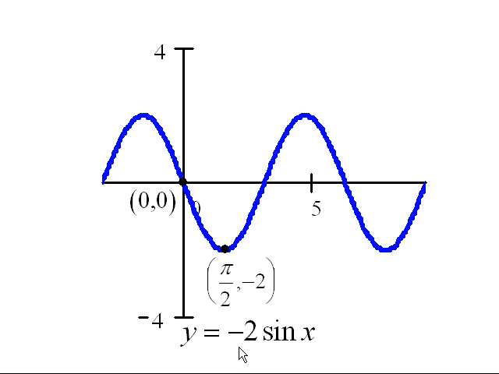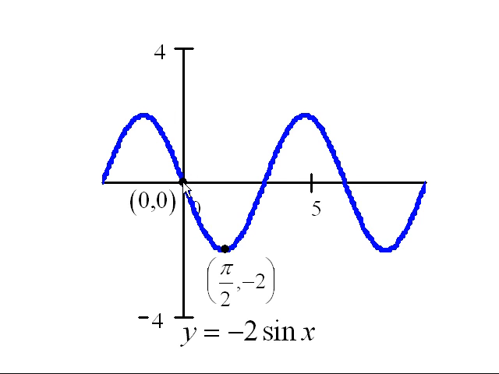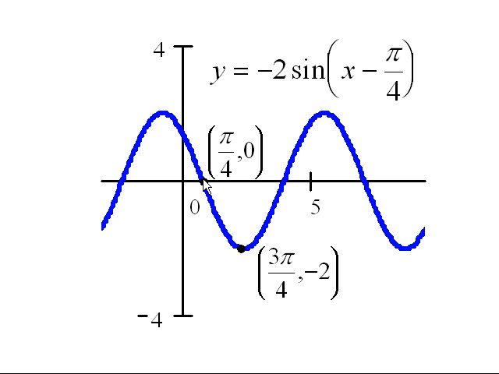And now let's do the shift horizontally. X minus pi over 4 has the effect of moving the graph pi over 4 units to the right. So instead of starting at 0, we'll move it over pi over 4 units to the right. And all the points are dragged along by that, shifted by that same amount, and that's what the graph of that scaled and shifted sine graph looks like.